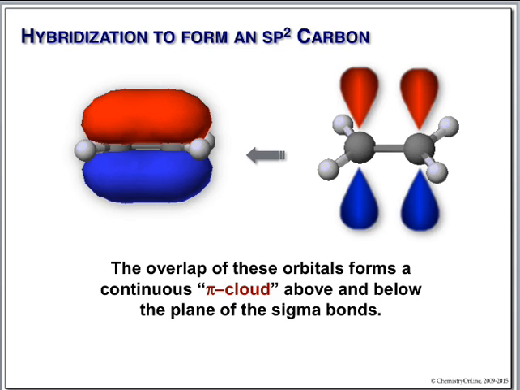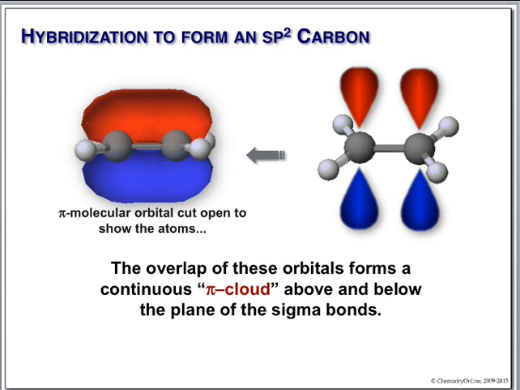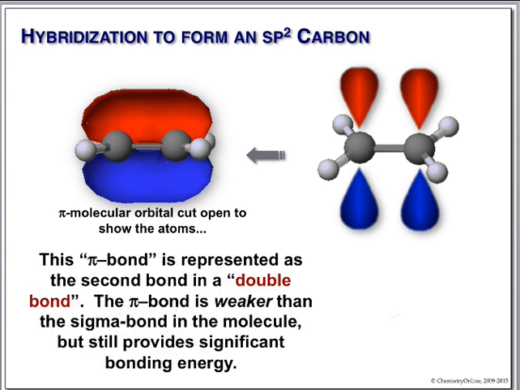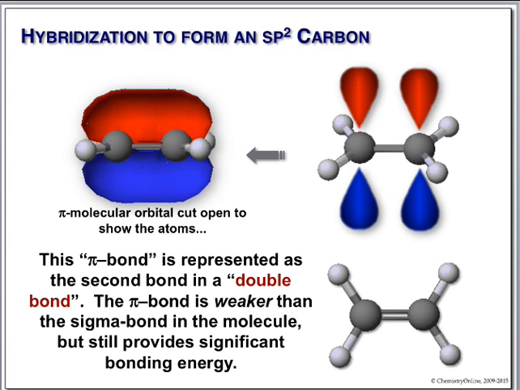So our little hot dog here with the sigma network in the middle. And this is our pi system. It's a pi cloud. We call it a pi because it's built from p orbitals, and it's above and below the sigma bond. One of these is our sigma bond, and one is just a shorthand to show our pi bond. Any questions?